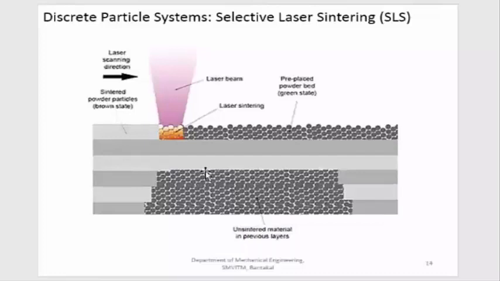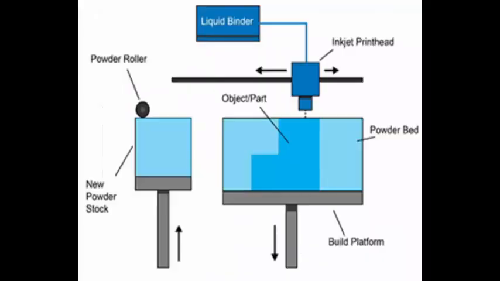So the advantage is no supports are required in the selective laser sintering. That is one of the primary advantages. The primary disadvantage is you are going to get the rough surface. Now there is another method in case of discrete particle system that is called as binder jetting process.